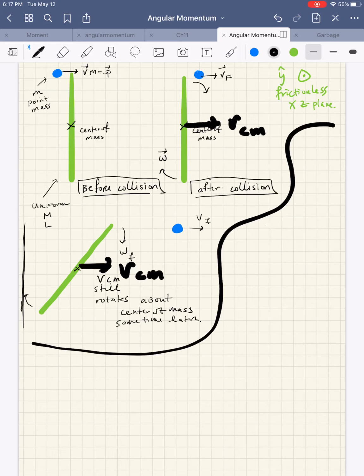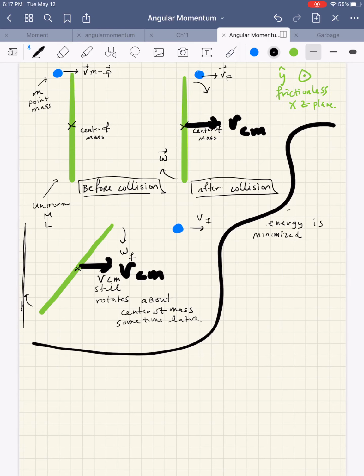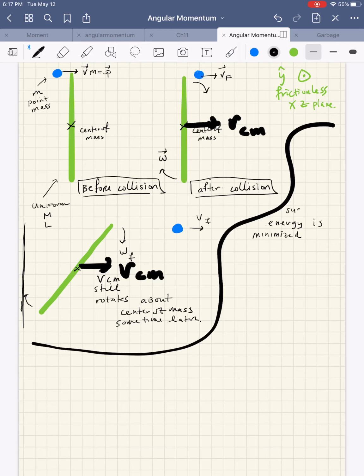The way that I do that is I'm just going to say that naturally in systems, you're going to see that systems will choose motion such that energy is minimized. This is something that I've learned as I've gone on in physics and probably any other science, that a system will choose a state such that energy is minimized.